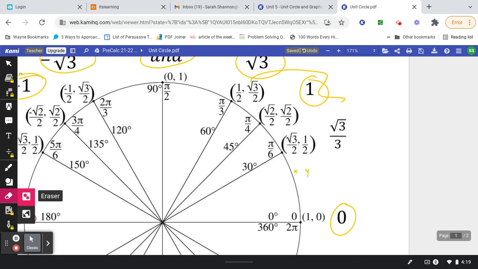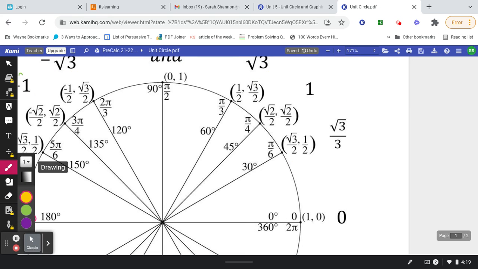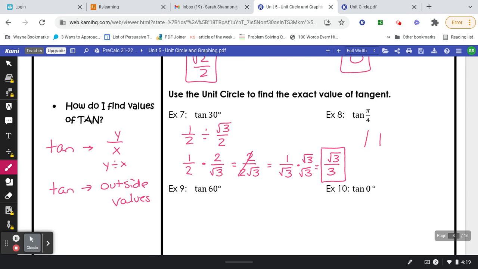Erase a little bit of this stuff. Tangent of pi/4. Let's find pi/4. Here it is. And remember which one's tangent? That one right there is the tangent. So we just write the answer of 1. And notice how much time that saved us.